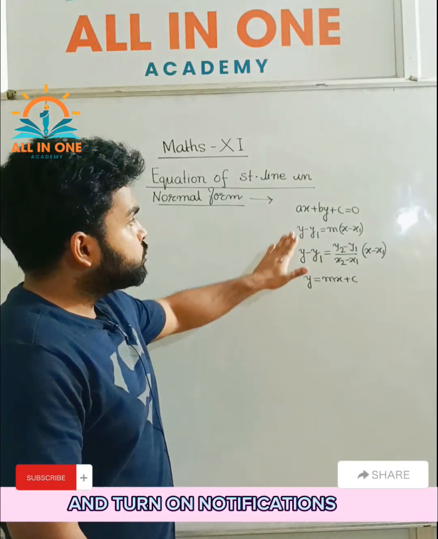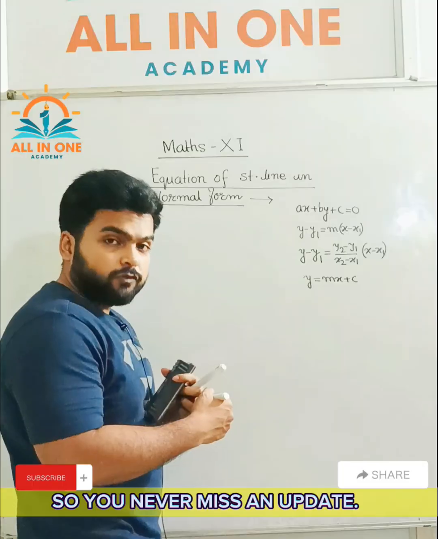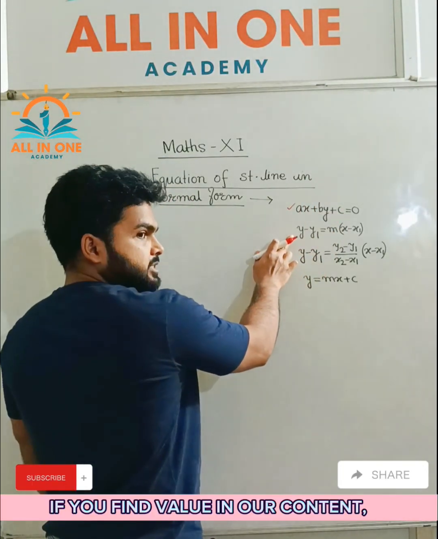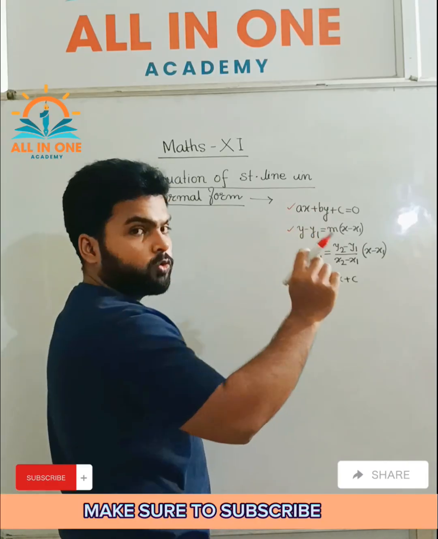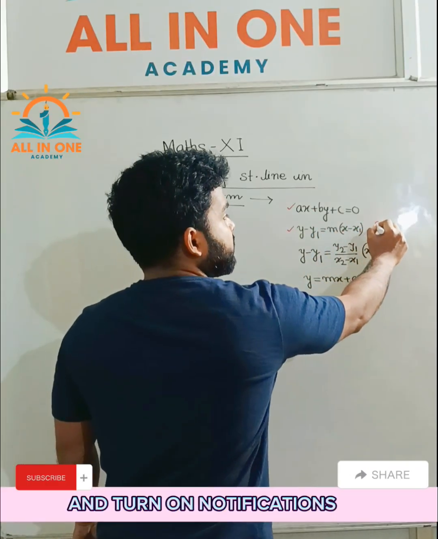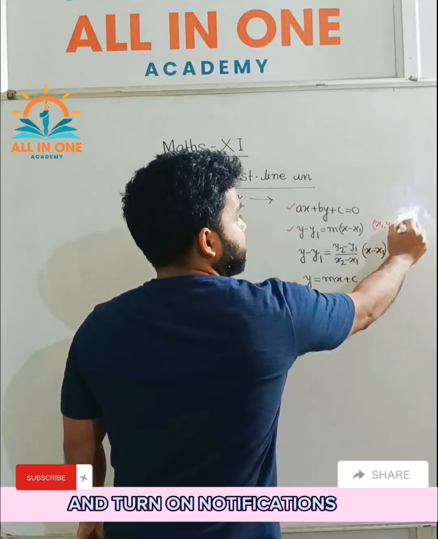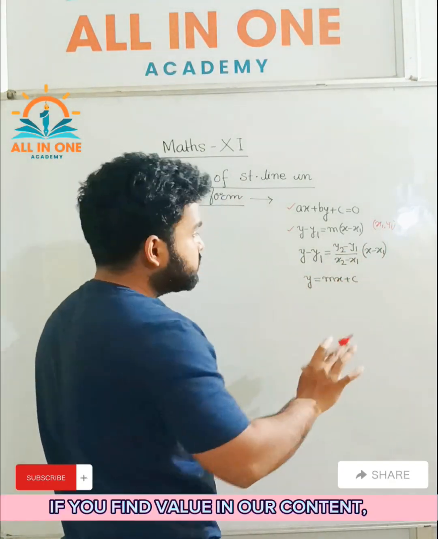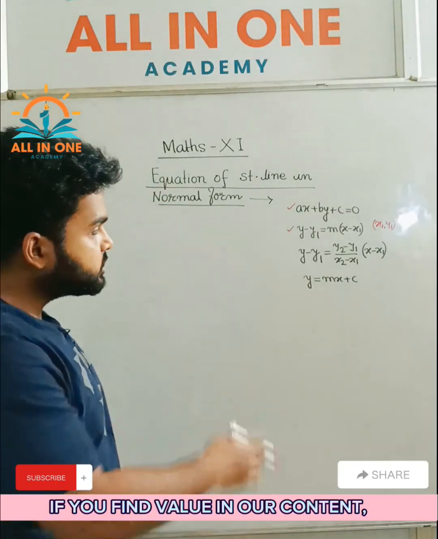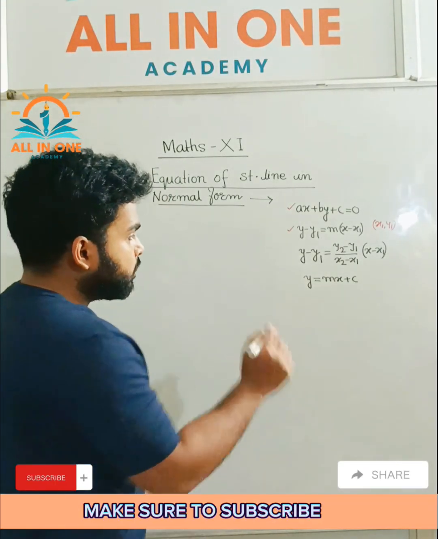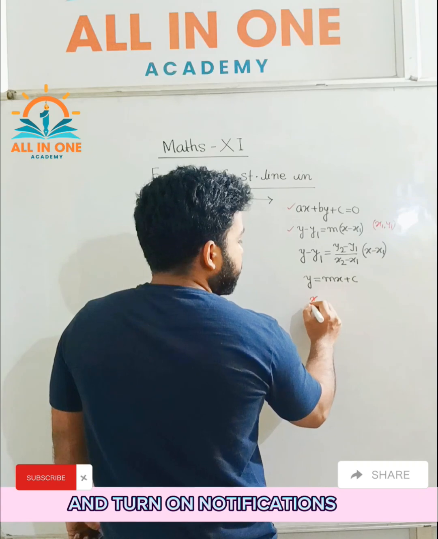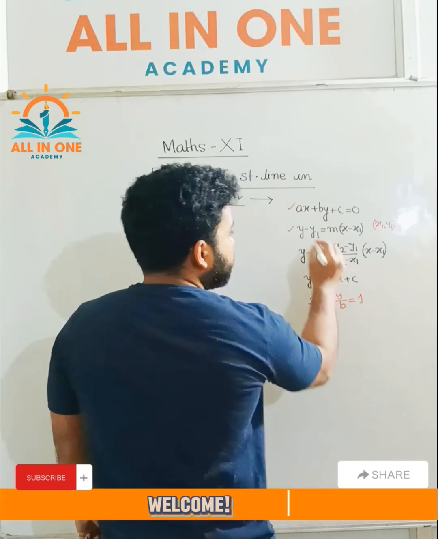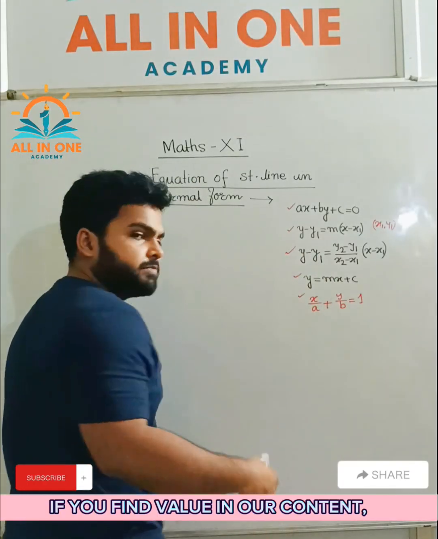We discussed that the standard form of the equation of a straight line is this. Next, another form was the point slope form, where a point (x1, y1) and the slope m are given. Next is the two-point form, where two points (x1, y1) and (x2, y2) are given, and third is the slope intercept form where slope and intercepts are given. We also discussed the intercept form x by a plus y by b equal to 1. So all these forms have been discussed in the previous videos.